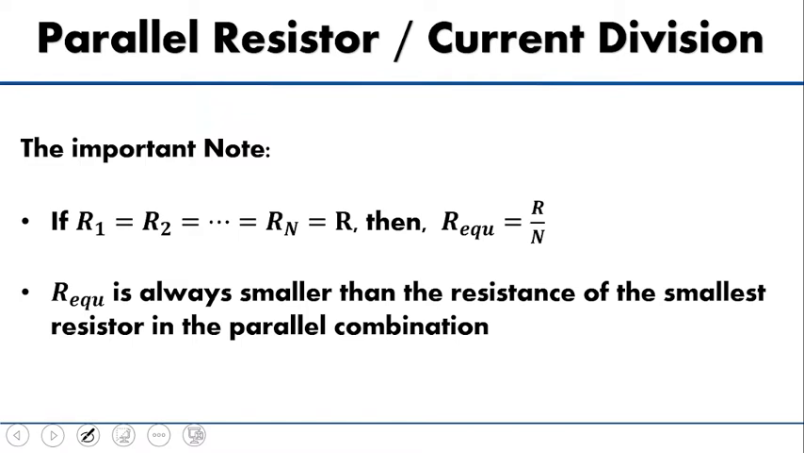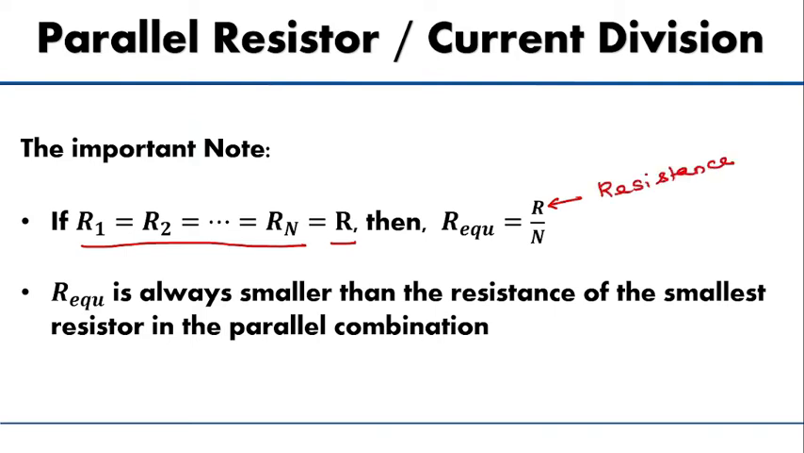And there are important points to note in the case of resistors connected in parallel. The first one is when R1 is equal to R2 is equal to Rn is equal to R. That is, if the resistors have the same value and are all connected in parallel, then your equivalent resistance is equal to R divided by N, where R is the resistance value and N is the total number of resistors connected in parallel.